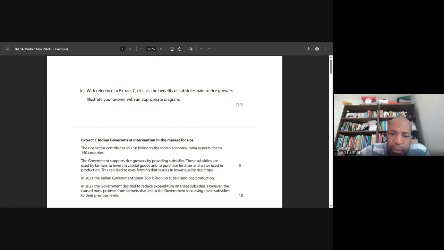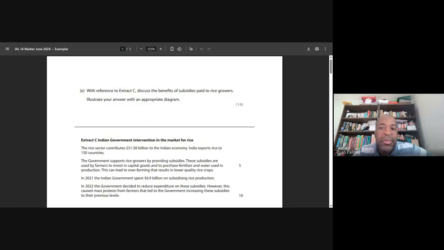So the government supports rice growers by providing subsidies. These subsidies are used by farmers to invest in capital goods and to purchase fertilizer and water used in production. This can lead to overfarming that results in lower quality rice crops. In 2021, the Indian government spent 6.9 billion on subsidizing rice production. In 2022, the government decided to reduce expenditure on these subsidies. However, this caused mass protests from farmers that led to the government increasing these subsidies to their previous levels.